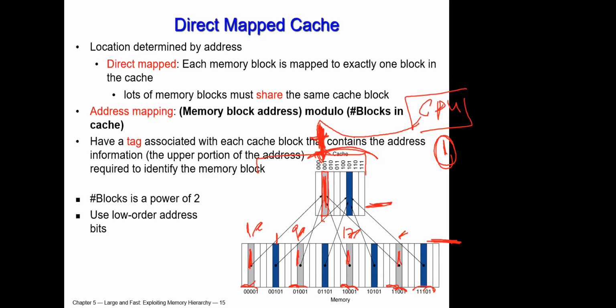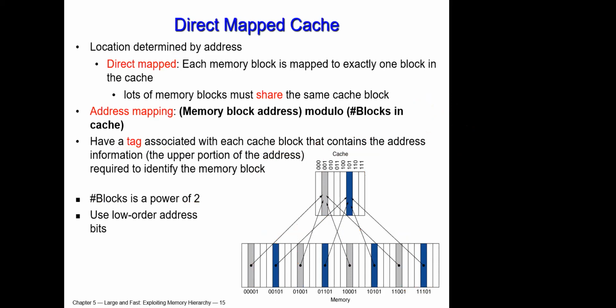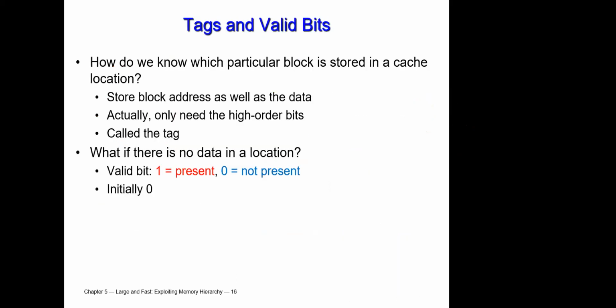And that's why here we say we have a tag associated with each block that contains the address information. The number of blocks is always a power of 2, and we use the lower address bits to assign the addresses. Here, as we mentioned, a validity bit, which will be, as an example, 1 if it is present, 0 if it is not present.